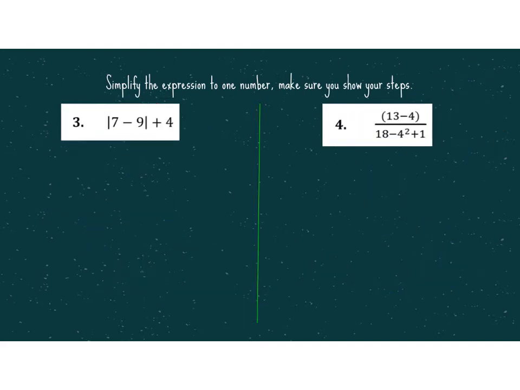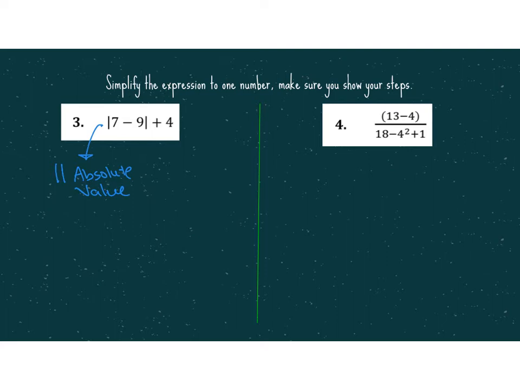Let's take a look at number 3. In number 3, I'm thrown in some absolute value bars right there. Those bars that are straight up and down are called absolute value. What that means is we want the distance from 0. So I need to evaluate what's inside of it first, and then I need to figure out what the distance is from 0 there.